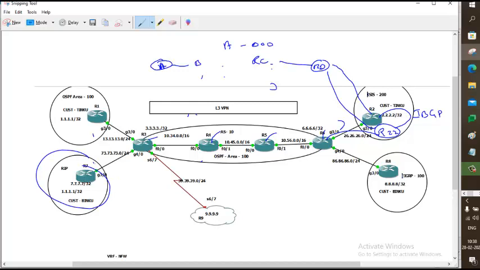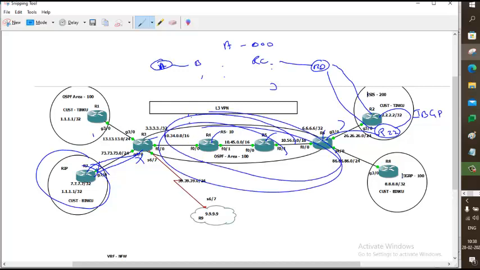Correct. So earlier what was running? BGP. I removed it. Now I'm removing from here the BGP that is running towards this R7. I'm not removing BGP everywhere, BGP is still running here. I'm just removing the BGP relationship which was there earlier, because I want to replace it with RIP.